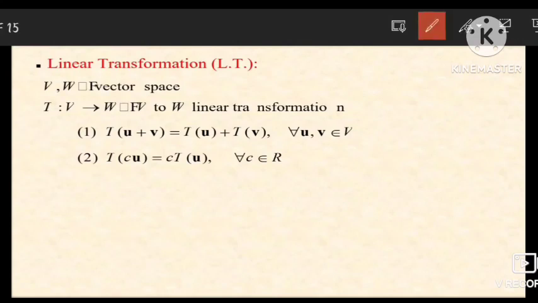Now linear transformation. Here are the two axioms of a linear transformation. First is T of u plus v is equal to T of u plus T of v for all u, v belonging to capital V. Second is T of cu is equal to c T of u for all c belonging to R.